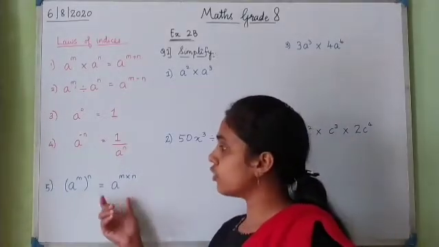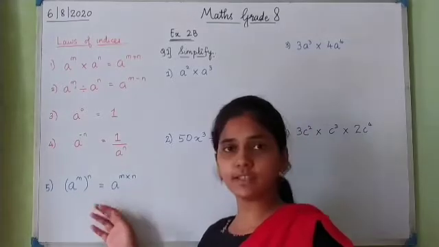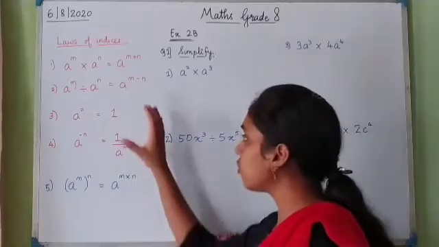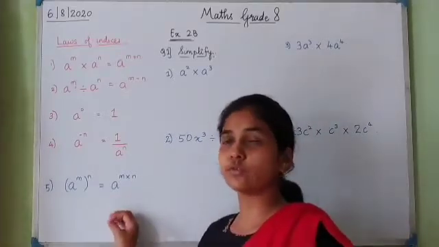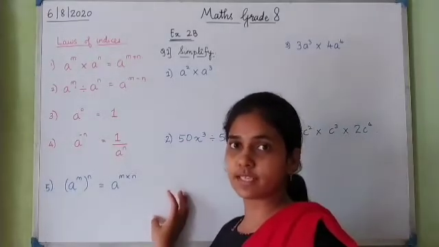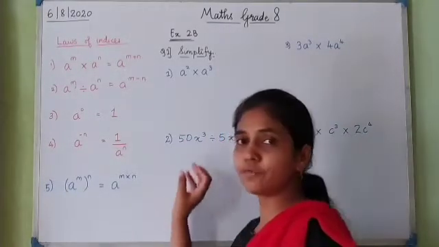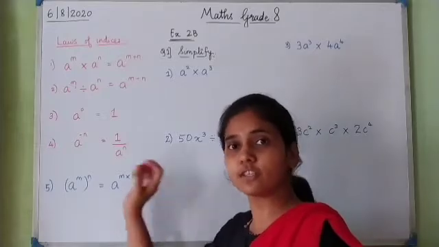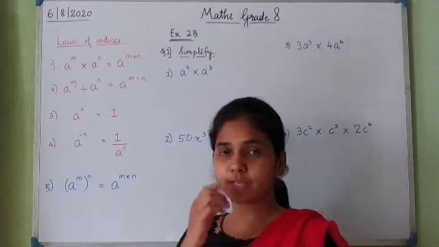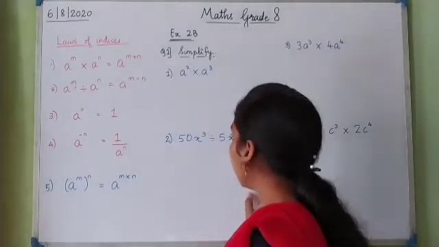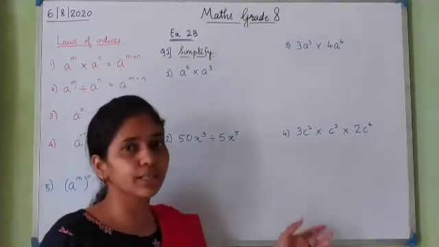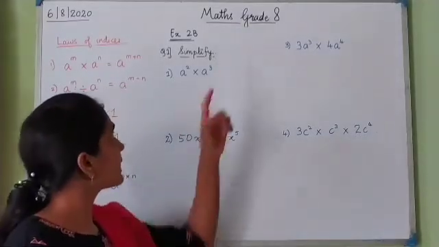So this is a new law, we can say, and you have to write this law also in your notebook, okay? Based on all these laws, we are going to do exercise 2B. There are all simplification sums in this exercise and we have to simplify the sums which are given to us using the laws of indices, okay? In the last chapter also we did simplification, but here it will be a little difficult. The level of these questions is a bit difficult, okay? So we go to exercise 2B.